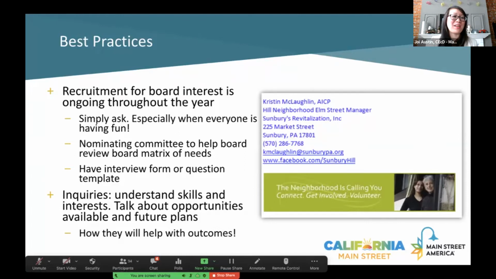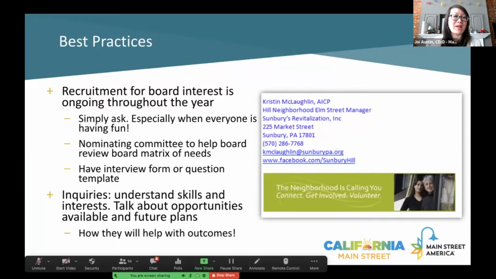And then, being able to understand skills and interests. How are you inquiring about that? And how are you also talking about the opportunities that you have available, and being able to recruit again year round.